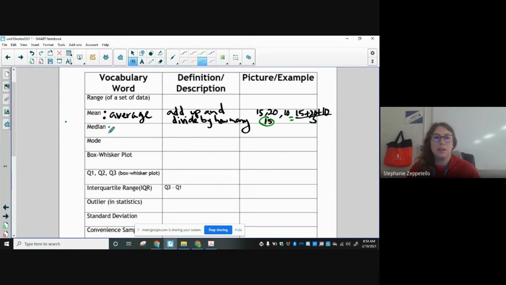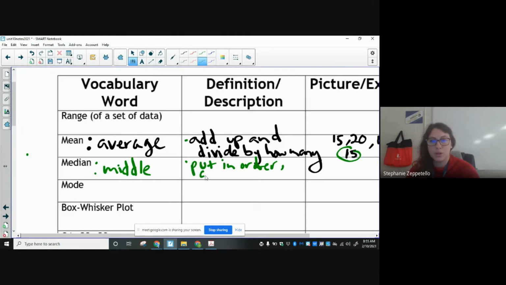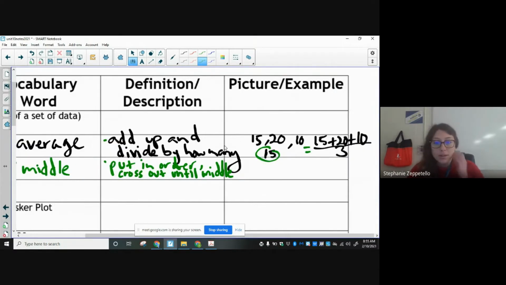The median is the middle. And how you do these, you put them in order. I know that my handwriting's not very good. Cross out. Cross out until you get to the middle. So a lot of these, I'm writing this here very quickly and very informally because I want you to write it in your own words.